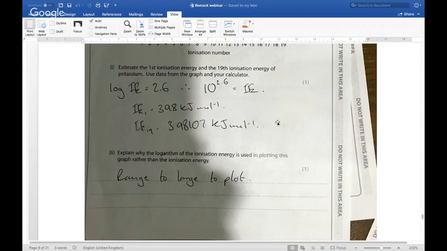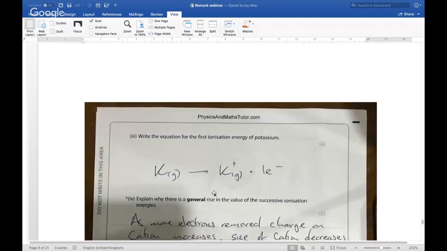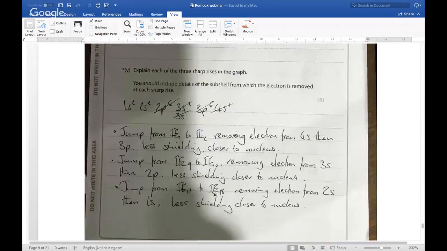RIP. RTFQ. Yeah. Read the full question. Anyway, this one's the only one I really care about. We needed to explain all 3 jumps, and each one was worth a mark.